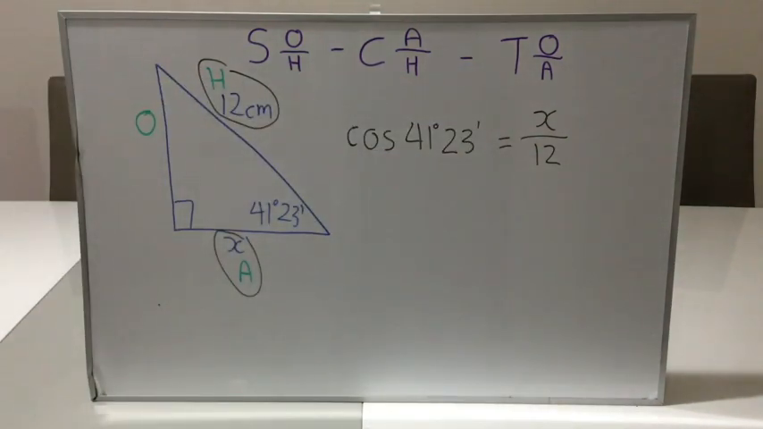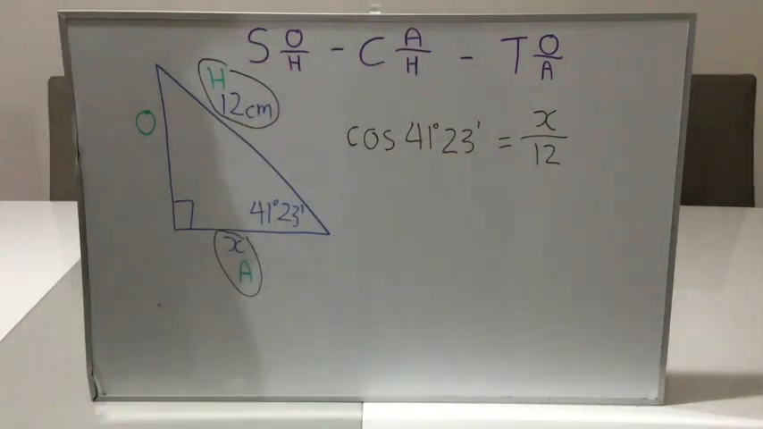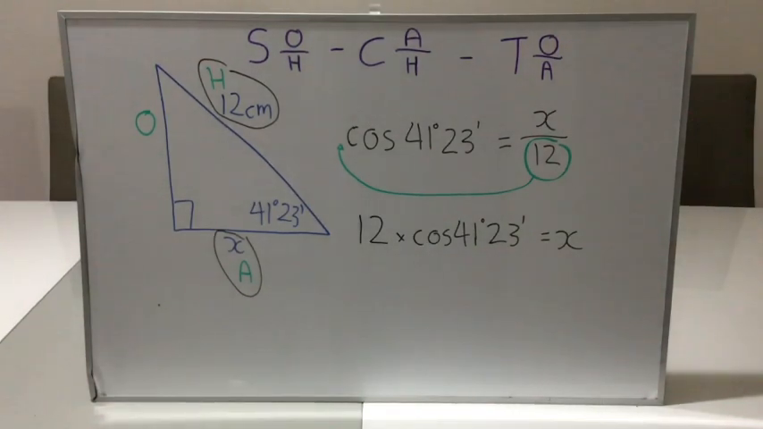Use your instructions. There's an x on top of the fraction. Write what the next step will look like. You've got to move this 12. Okay, we did it. We got the x by itself.